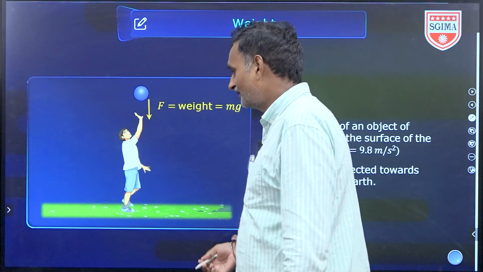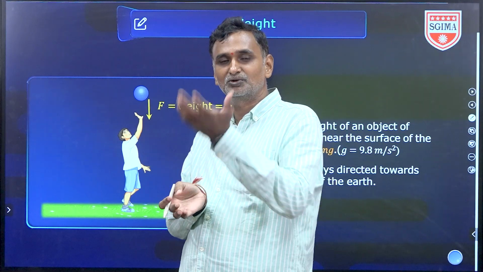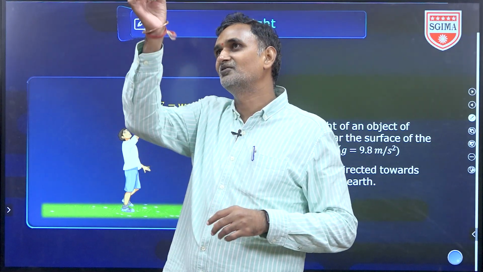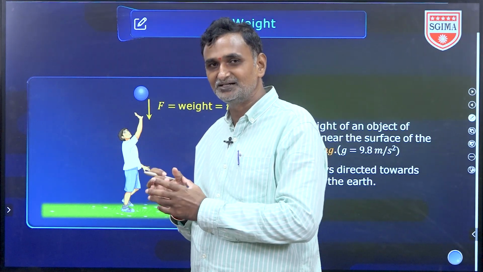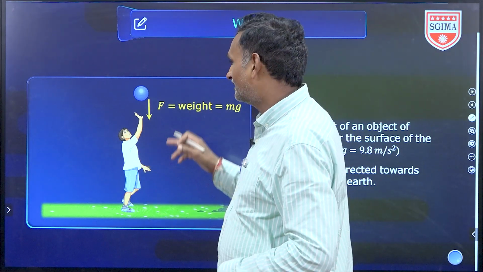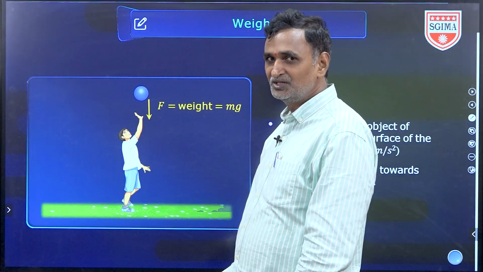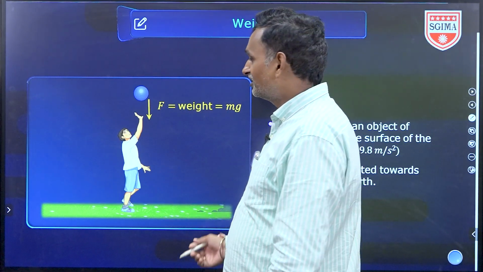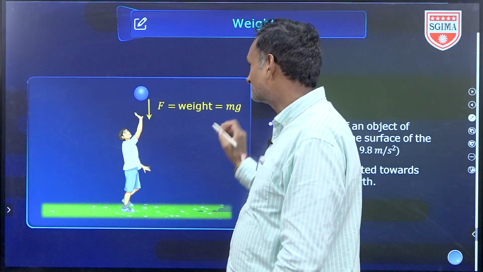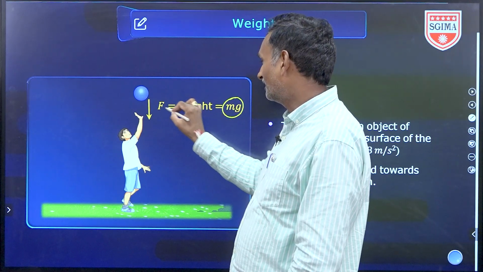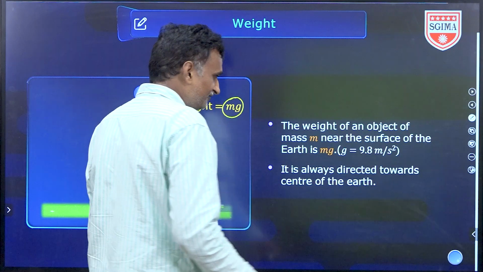Weight force: if we hold a particle or throw it upward, it is always pulled downward. Like in the previous example, the moon is pulled towards the earth. That force acting towards the earth on the particle is called weight force. Generally F equals ma, but here the particle is accelerated downward with acceleration g, so F equals mg. This force is called weight force, or weight of an object.